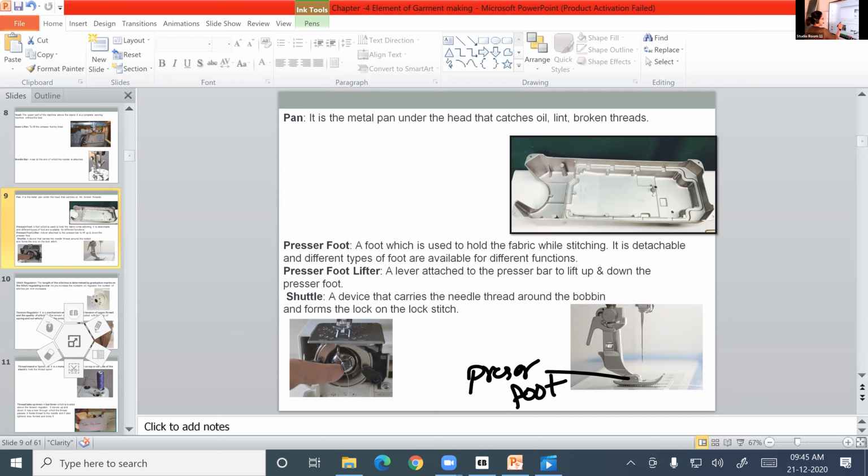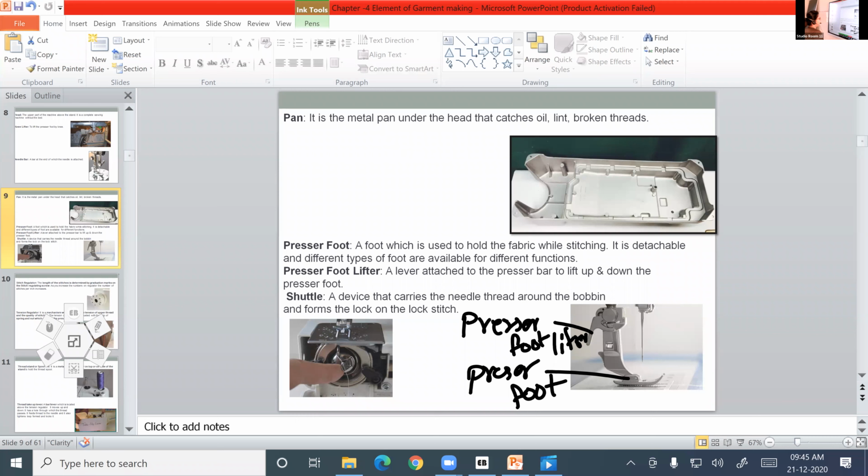Okay. And the presser foot lifter. This is the presser foot lifter. What the presser foot lifter does is, it is a lever attached to the presser bar to lift the presser foot up and down. Using this presser foot lifter, we lift this presser foot down and up.